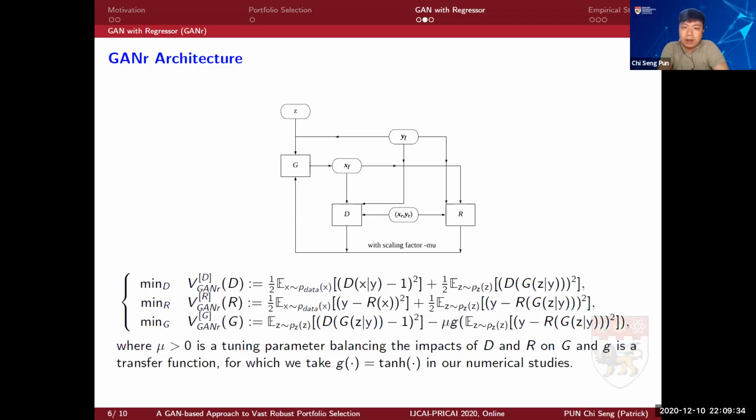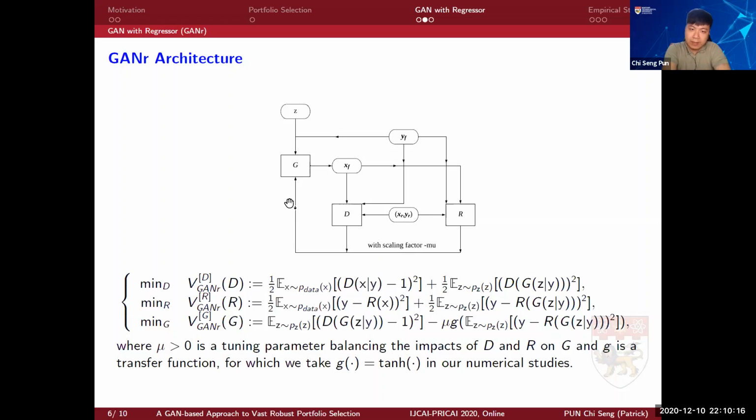So in X and Y, the subscript F stands for fake and R stands for real. So you can see that D and R have almost the same roles. Since we have our data in pairs, we consider the conditioning property from the conditional GAN. And we also make use of the least square loss function in our D, G and R. So D and R are very similar: one is to control the similarity of the data, and R is to control the portfolio selection.